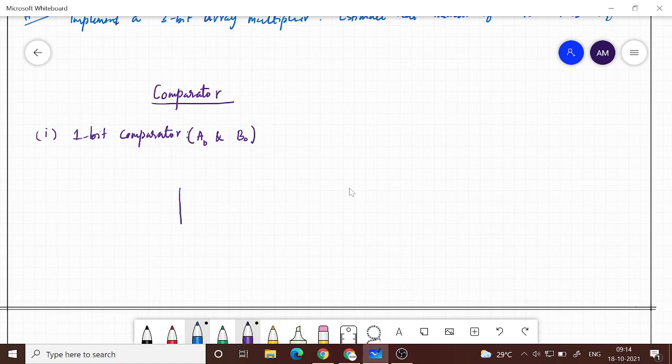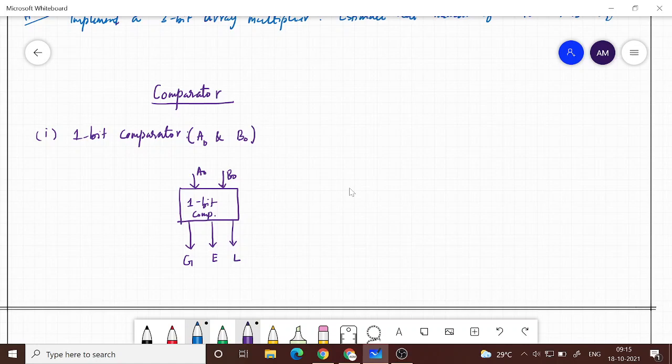Let me first show it as a black box. I'm not showing the detail inside. I give an A0 input and a B0 input. Then I have three outputs. One is called G, the other is E, and the last one is L. So this is the single-bit comparator.